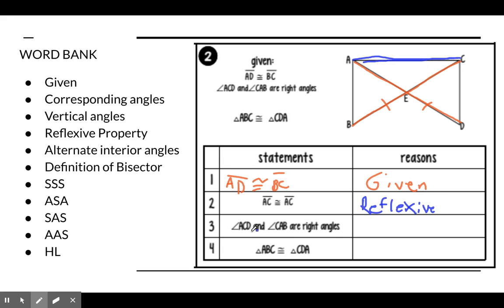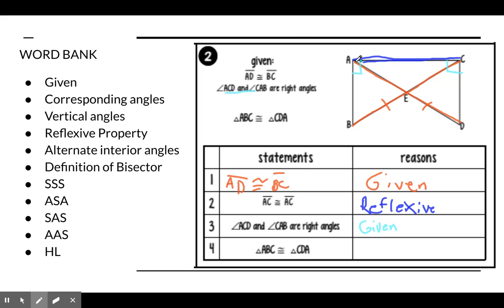Okay, next it says angles ACD and CAB are both right angles. So again, let's use a different color. It says that that is a right angle and that is a right angle. We see that that is actually given to us, so we can just write the word given here. All right, now we have a right angle and we know 2 side lengths are equal to each other.